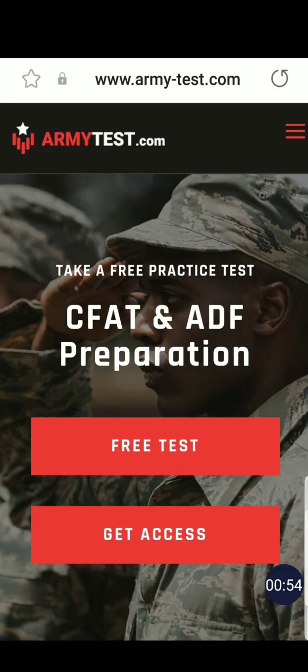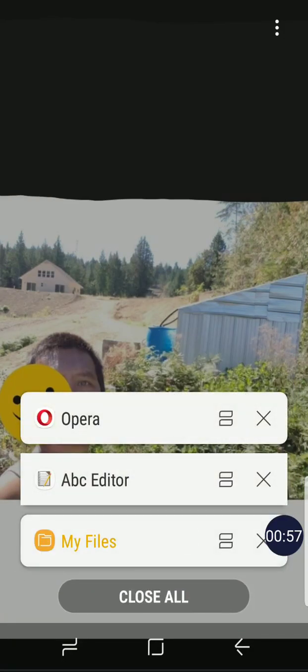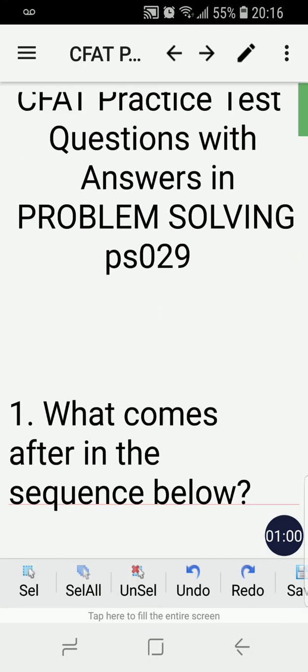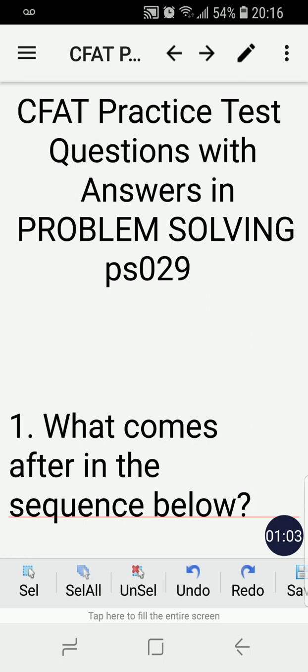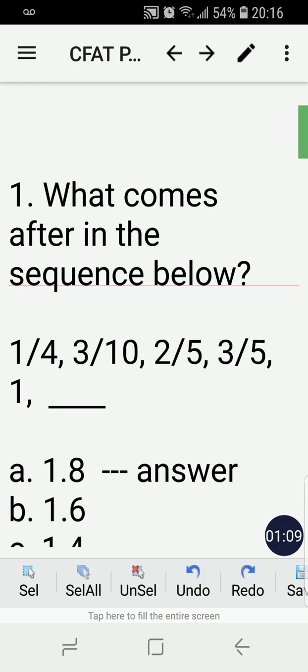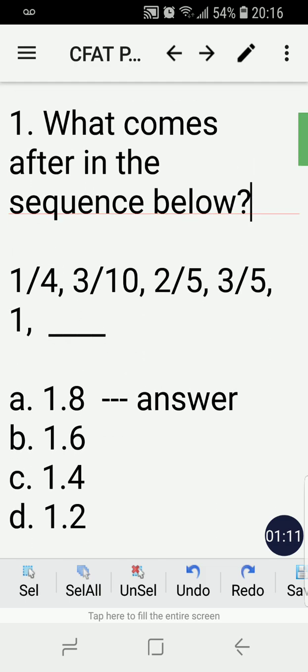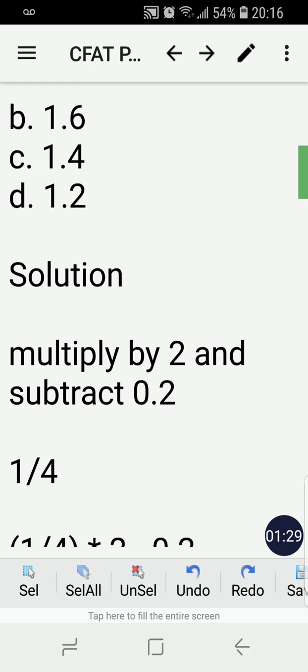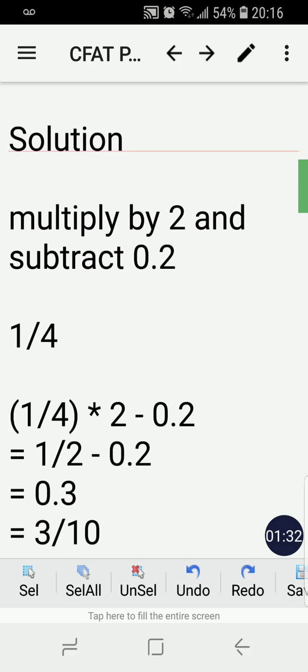Alrighty, going back to the questions, starting right away with number 1. What comes after in the sequence below? That is the sequence 1/4, 3/10, 2/5, 3/5, 1, blank. Here are the choices and the correct answer is A, 1.8. Let's go to the solution to find out how I got to the answer.